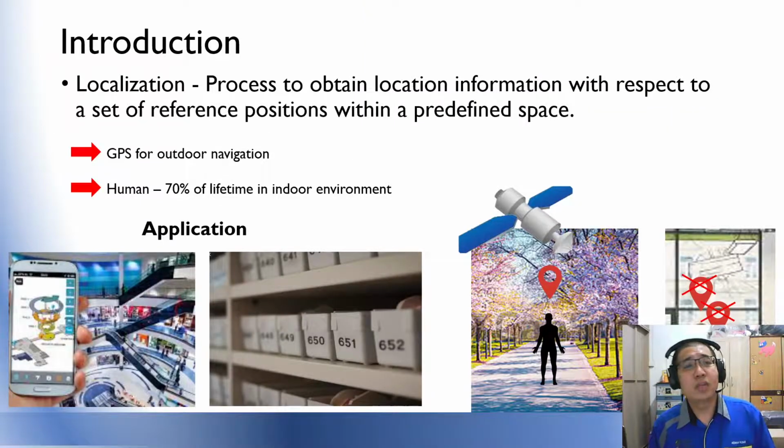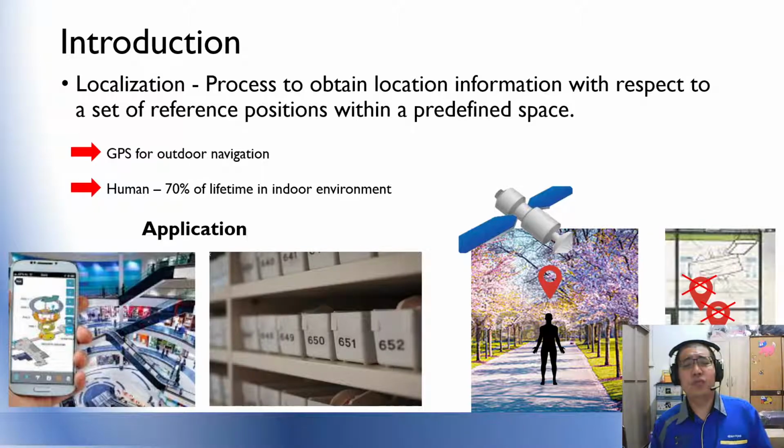Let's start with some introductions to localization. Localization refers to the process of obtaining location information with respect to a set of reference positions within a predefined space. There are many kinds of localization applications in our daily life. For instance, there is the GPS system in our smartphone. However, do you know that GPS has its own limitations? Let me give you an example.